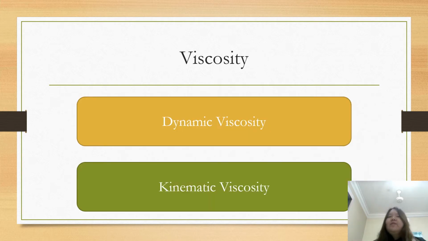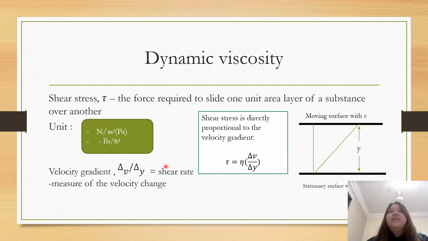So now I want to talk about viscosity. There are two types of viscosity, which are dynamic viscosity and kinematic viscosity. For dynamic viscosity, first of all, we have to know shear stress, which is tau, the force required to slide one unit area of a layer of a substance over another. The unit is usually Newton over meter square or Pascal in the SI system.